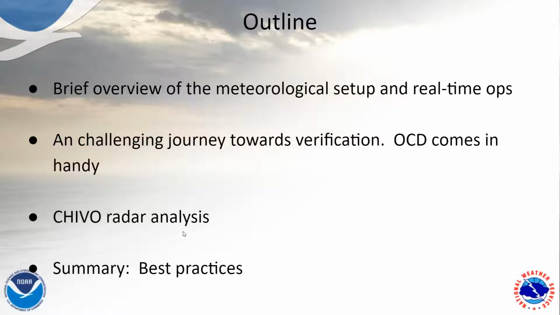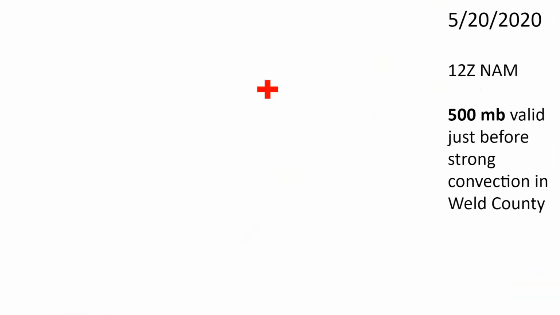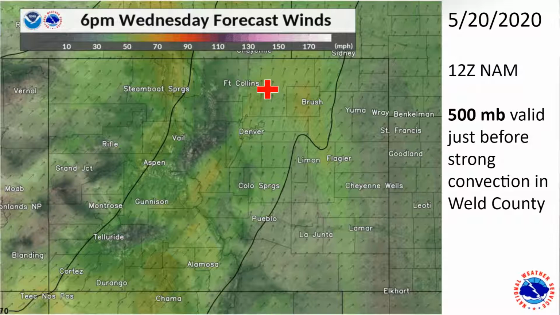We have CHIVO, a radar from Colorado State University. It's located in Fort Collins, not too far from where these tornadoes occurred. So I'll give a little radar analysis of what that radar happened to see. And finally, summarizing the best practices. I'm including this 500 millibar NAM analysis. Really, it's nothing special other than I just wanted to show there's a trough upstream. Here's the location of the tornadoes.